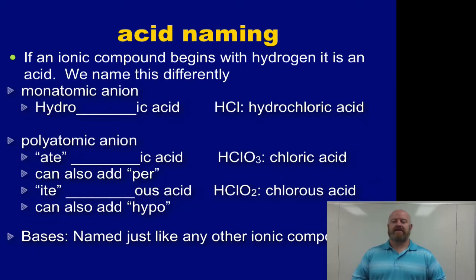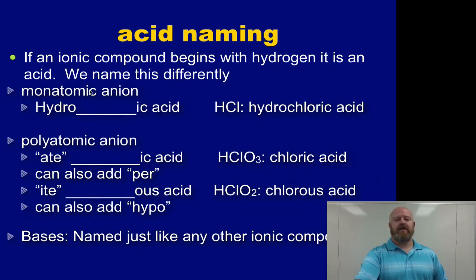So acid naming. One thing we need to realize is that an acid really is an ionic compound. It's just an ionic compound that starts with hydrogen. We'll get into acids and how they work and their properties and the chemistry they do later on in the year, but for now it's just important for us to be able to identify them and name them properly. So when we're looking at our compounds, if it starts with hydrogen, we know that that's going to be an acid. So we have to name those differently. It's a different set of rules.